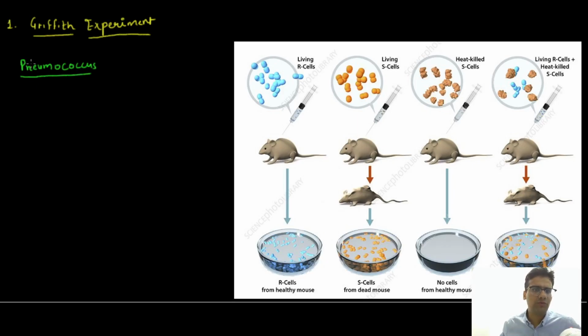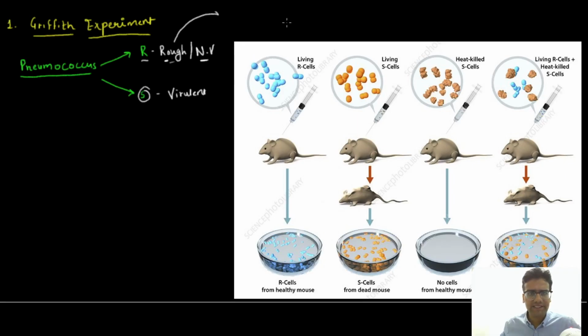There are two forms of the pneumococcus. One is called the R form and the other is called the S form. The R form is what we call the rough form or non-virulent form. The other form is the S form, which is the virulent form. What does this mean?